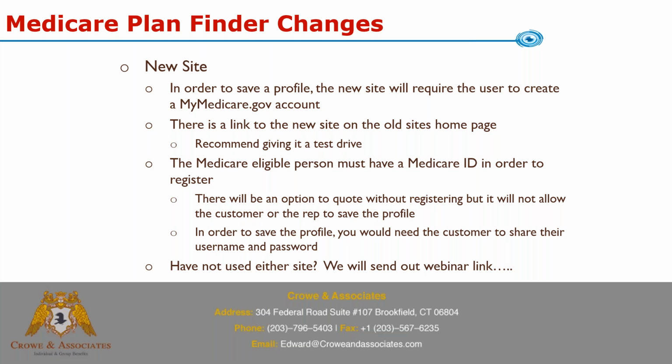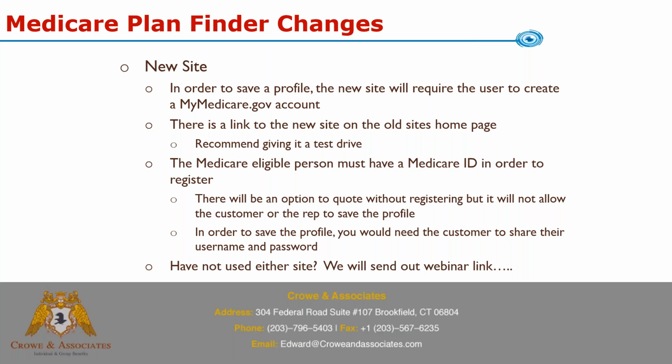So the Medicare eligible person must have a Medicare ID as well, because if you want to create a MyMedicare.gov account, you need a Medicare ID to do that. So somebody who in the past, where we'd go on the site and run comparisons for them 7 months, 8 months before they're 65, and then we'd save those, we won't be able to do that anymore. Basically, they can't get in there to save an account until they have their ID, so a couple months prior.